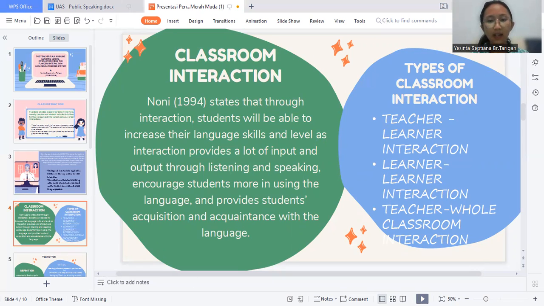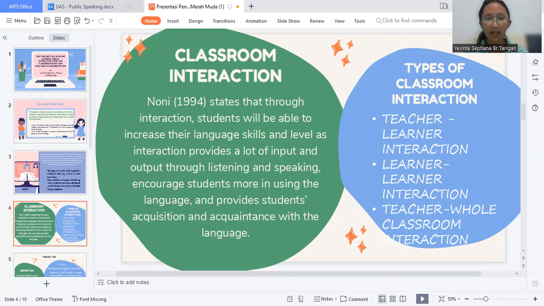First, teacher-learner interaction. This interaction is mostly done by the teacher, as it involves the teacher interacting with the students about the content of the lesson, asking questions, giving direction, and criticizing or justifying the students' talk.